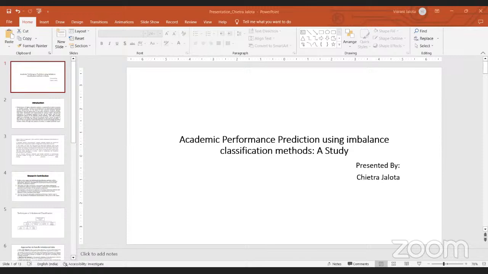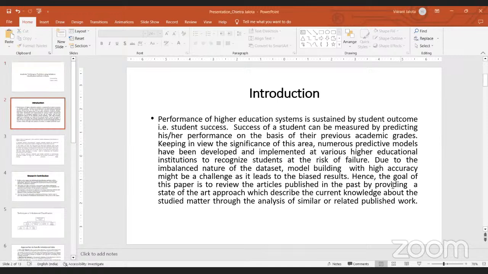Whenever we want to check the success of a student, it can be measured by predicting the performance on the basis of their previous academic grade. Because of the imbalanced nature of the data set, whenever we build the model, it gives a biased result. So the goal of my paper is that I have reviewed the articles published in the last 5 years, 2018 to 2022, related to academic performance prediction, in which we have used the imbalanced classification method.